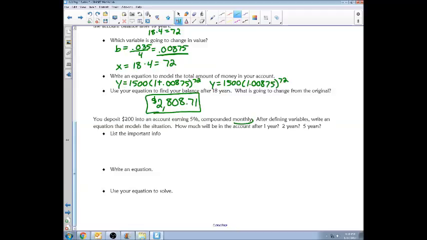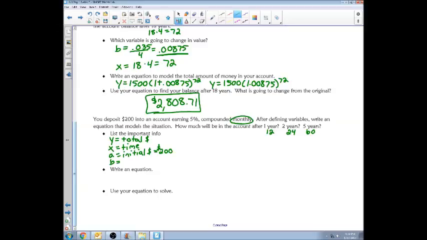Well, since it is monthly, 1 year is really 12 months. 2 years is really 24 months, and 5 years is really 60 months. We really need to know that information, because if we don't use that correctly, our time's going to be off, which means our equation is going to be off. So our Y will be the total amount of money. Our X will be the time. Our A will be the initial amount of money, which in this case is going to be $200.